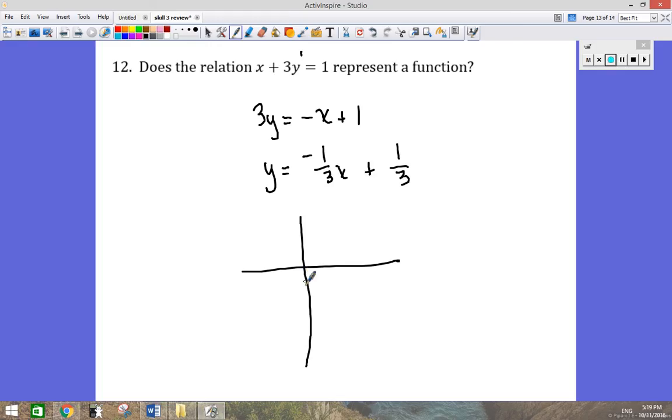So yeah, here's my y-intercept of 1/3. Here's a line with a slope, say, of negative 1/3. That passes the vertical line test, and we have a linear function. So yes, this is a function.